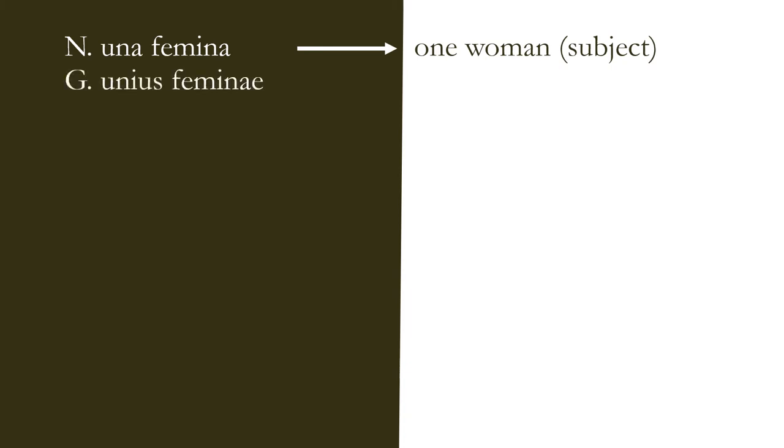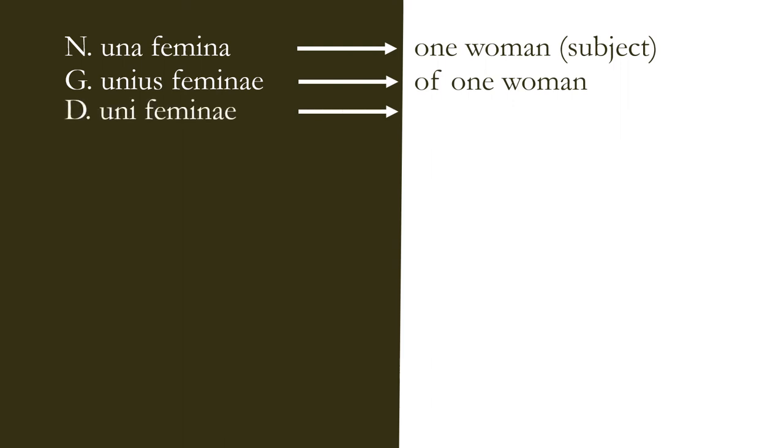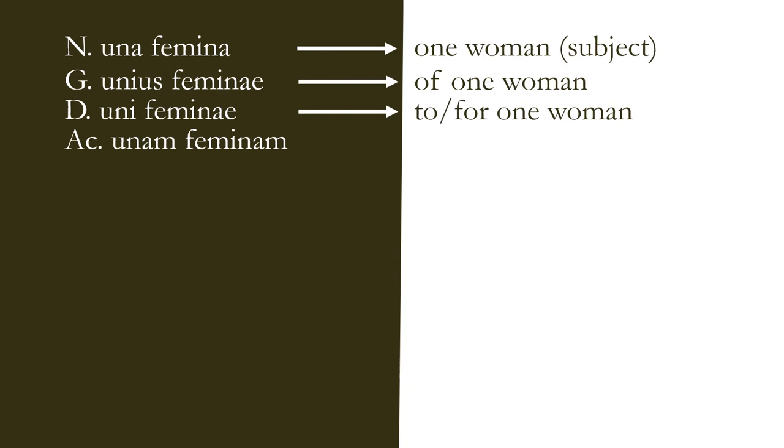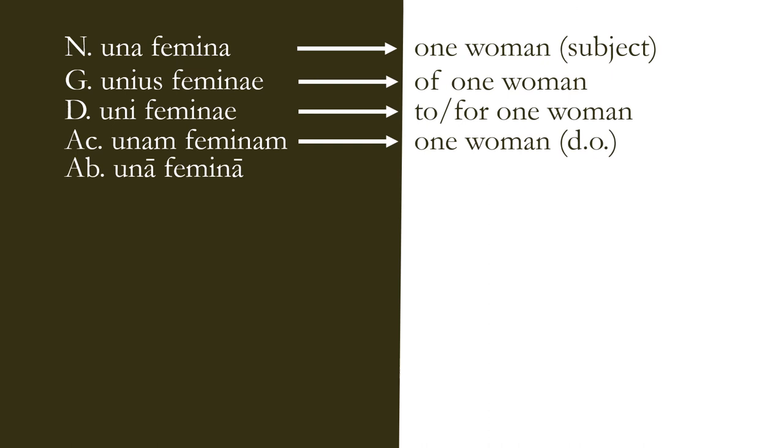So if we were to use the number as an adjective, una femina, one woman, there's your nominative. The genitive, unius feminae, of one woman. The dative, uni feminae, to or for one woman. The accusative, unam feminam, one woman as the direct object. And the ablative, una femina, by, with, or from one woman. And I'm not going to list the vocative here because it's the same as the nominative, and there's no plural of the number one.